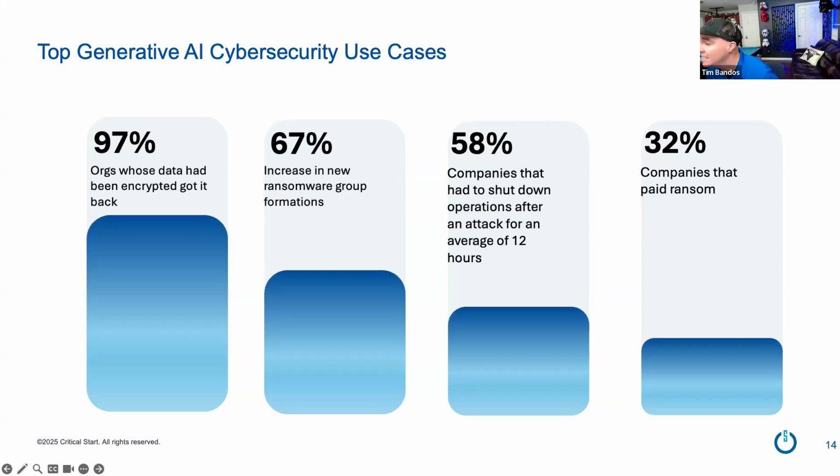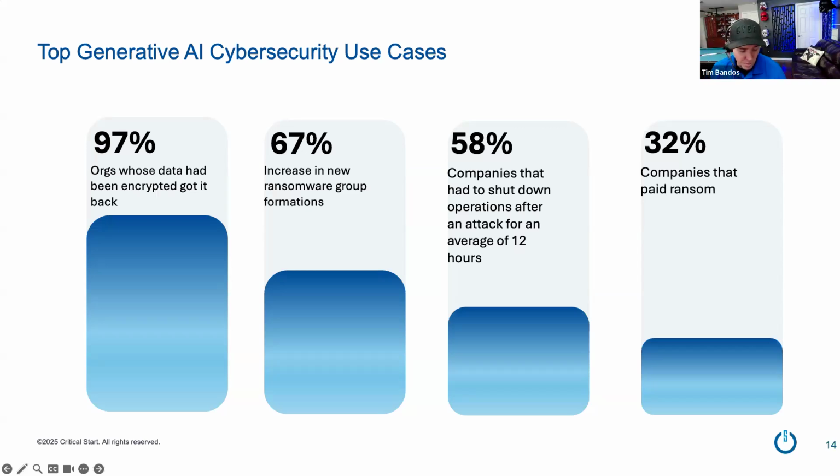We're also seeing a 67% increase in new ransomware group formations, which once again makes sense. When you have ransomware as a service platforms that make it incredibly easy to enter this particular market and be lucrative in it, that's why we're seeing this massive uptick in new groups being formed. 58% of organizations had to shut down operations after an attack, averaging around 12 hours. That's a pretty substantial number if you think about it.